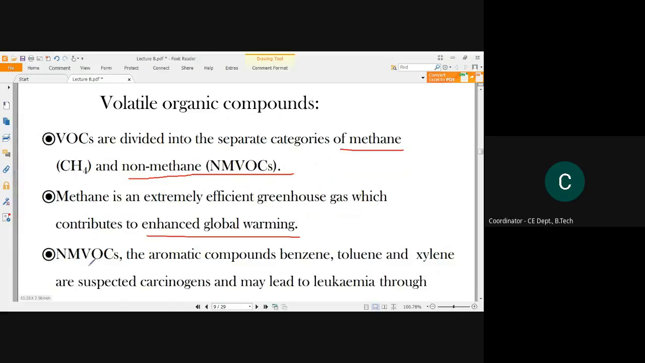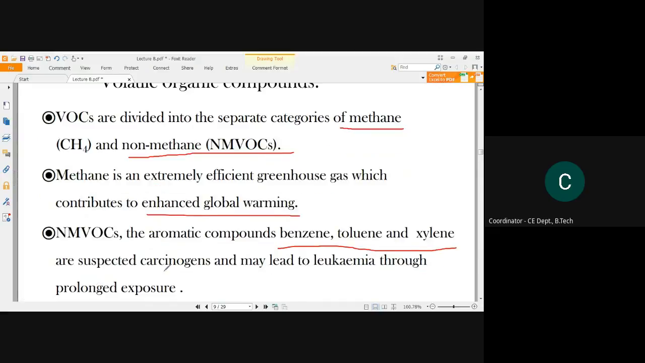And the NMVOCs mean the non-methane volatile organic compounds. The aromatic compounds like benzene, toluene, xylene are suspected to be carcinogens and may lead to leukemia through prolonged exposure. So these harms can be caused by the VOCs.